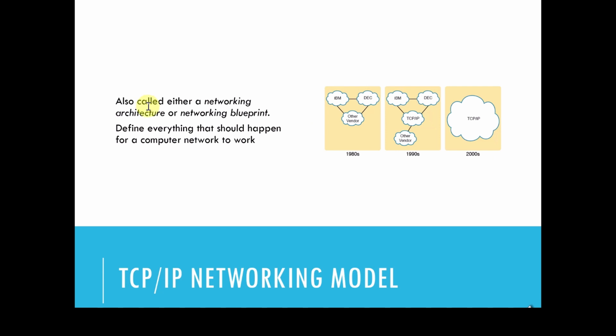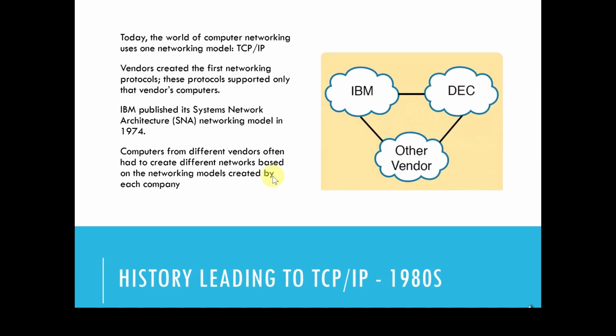Networking architecture, or networking blueprint, is what these are called. They define everything that should happen for a computer network to work, like how intermediate devices communicate, how they have to convert the information to a signal, what standards they have to use, what their operating system is, and what protocols they should use. These are all defined under this networking blueprint, right?